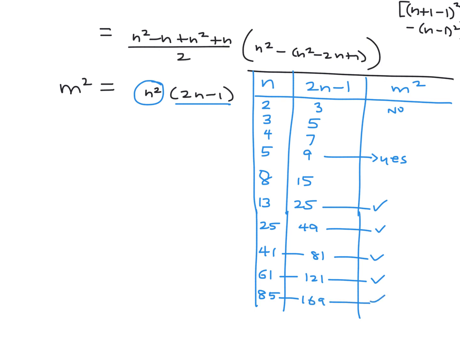So, let's see here. Let's circle the ones that worked for n. This guy, this guy, this. So how many are there? 1, 2, 3, 4, 5, 6. So 6 is the answer to this question.